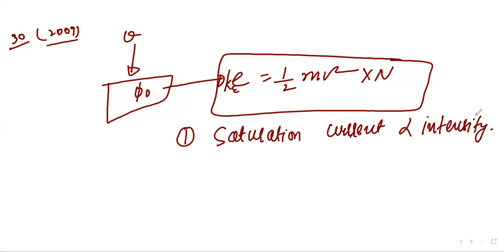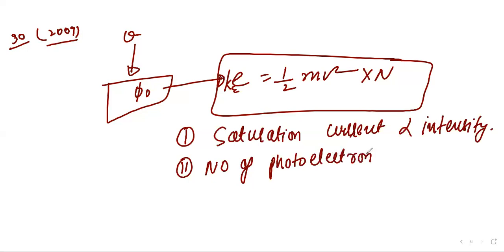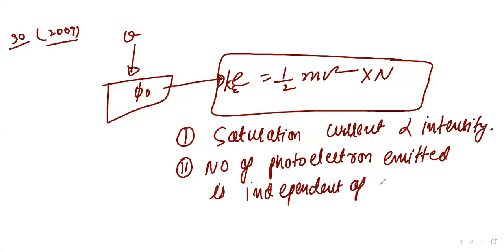It is noted that the number of photoelectrons emitted is independent of frequency. Next point, write down: number of photoelectrons emitted is independent of frequency, while it depends on the intensity.